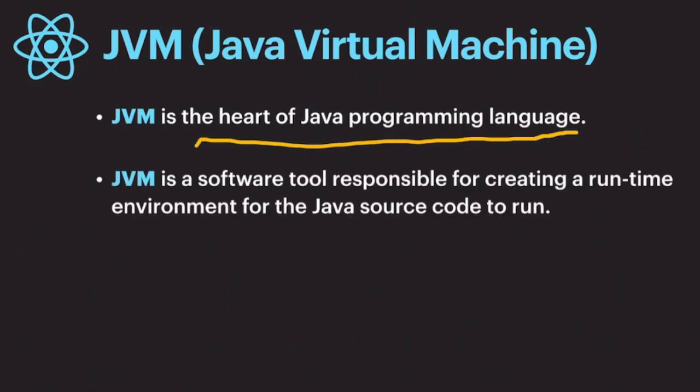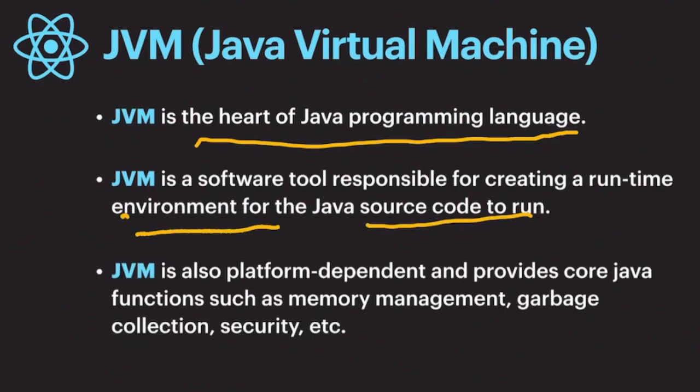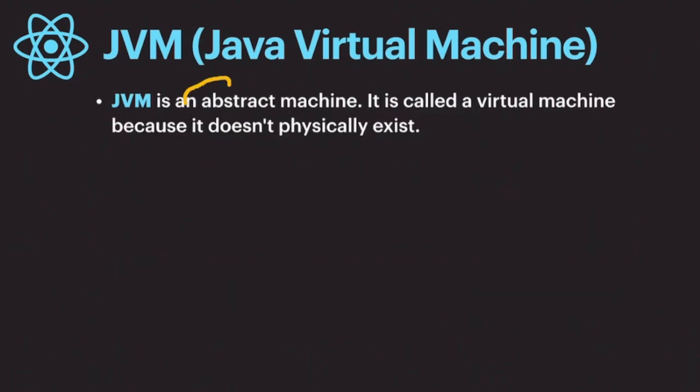JVM is actually a software tool that is responsible for creating a runtime environment for Java source code to run. JVM is also platform dependent and provides core Java functions such as memory management, garbage collection, and security. So JVM is platform dependent because we install a different JDK for Windows and a different JDK for Mac or Unix.